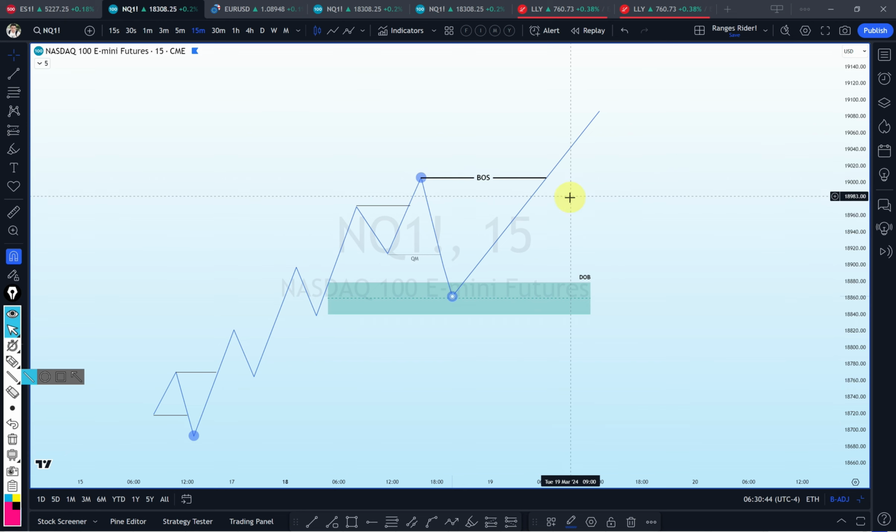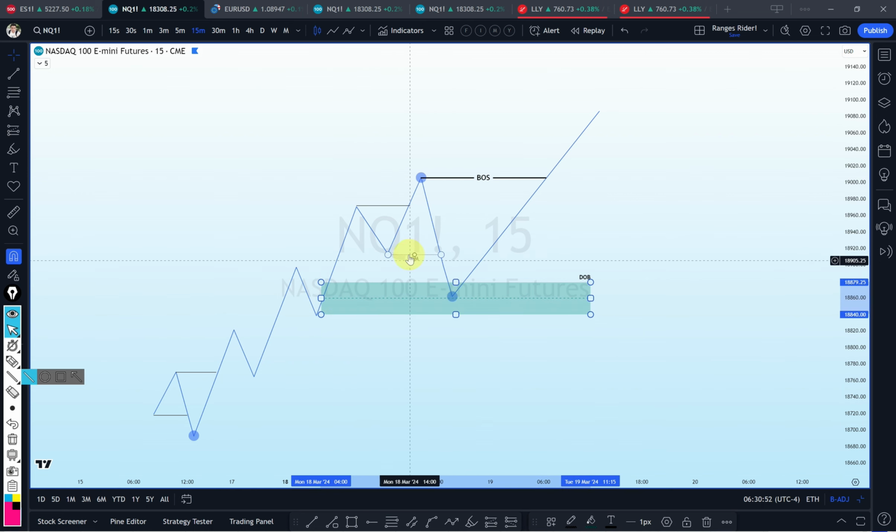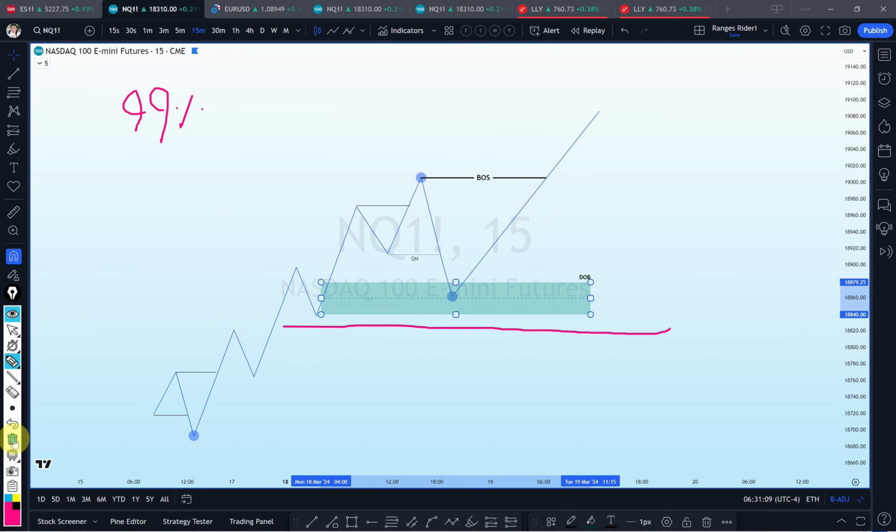And once our QM is confirmed, we will find again the DOB. So you understand where the DOB is located: just below the QM, not this side, the confirmation side of the range. And this DOB, 99% of the time, will be above 50% of the level.